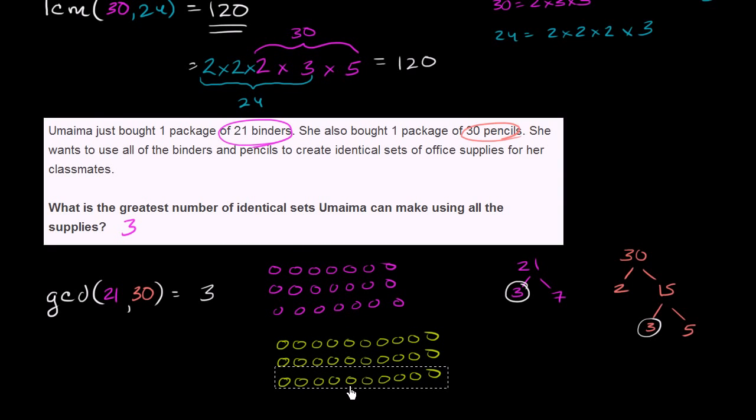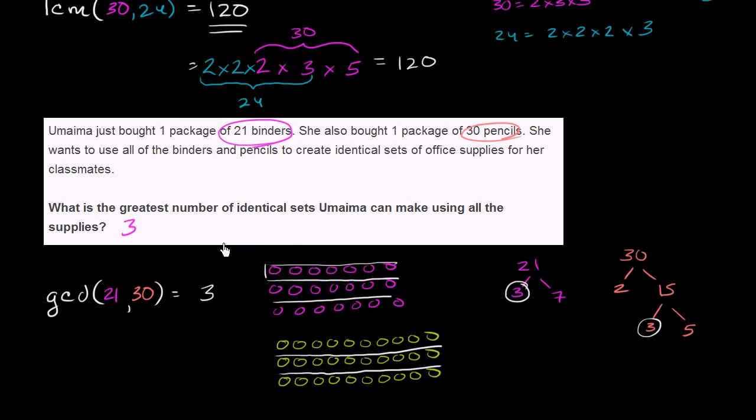That is 30. Now, we figured out that 3 is the largest number that divides into both of these evenly. So I can divide both of these into groups of 3. For the binders, I can do it into 3 groups of 7. And then for the pencils, I could do it into 3 groups of 10. So if there's 3 people that are coming into this classroom, I could give them each 7 binders and 10 pencils. That's the greatest number of identical sets Umama can make. I would have 3 sets. Each set would have 7 binders and 10 pencils.